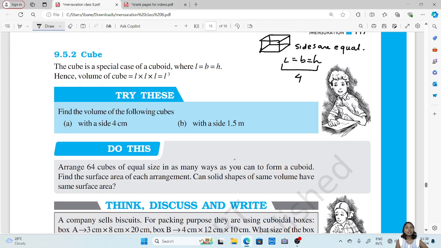So here we can simply say that since our length is equal to breadth and length is also equal to height, if we substitute, because all its lengths are equal, the volume will simply be length into length into length. That is length cube. So that will give us the volume of a cube.